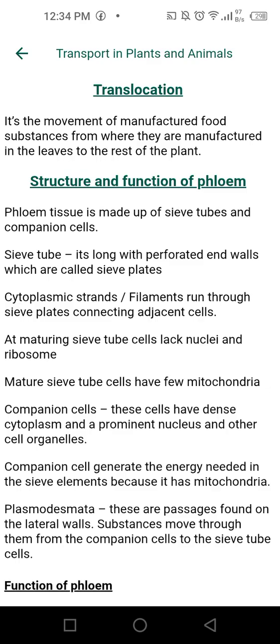At maturity, sieve tube cells lack nuclei and ribosomes. Mature sieve tube cells have few mitochondria. Companion cells. These cells have dense cytoplasm, a prominent nucleus and other cell organelles. Companion cells generate the energy needed in the sieve elements because they have mitochondria. Plasmodesmata. These are passages found on the lateral walls. Substances move through them from the companion cells to the sieve tube cells.